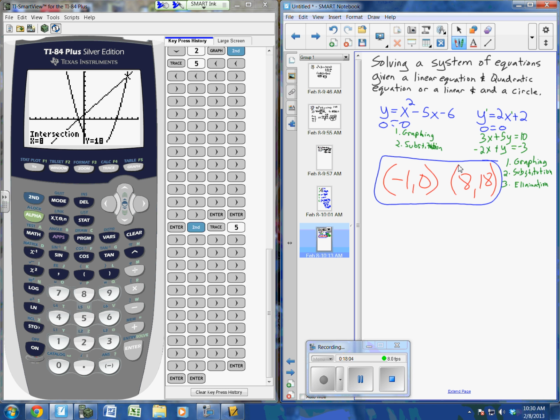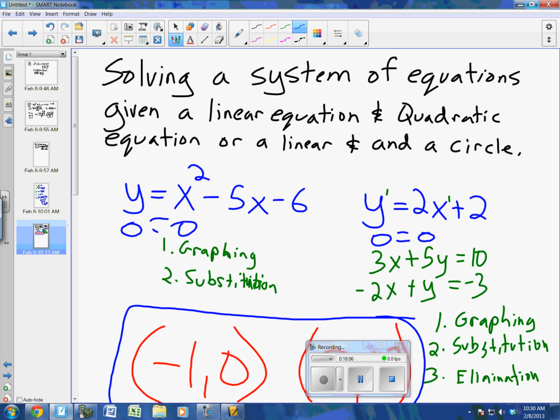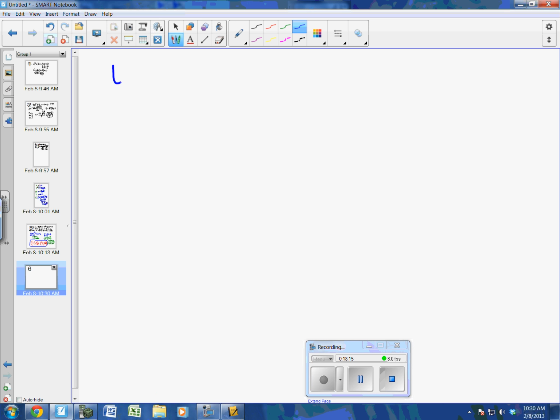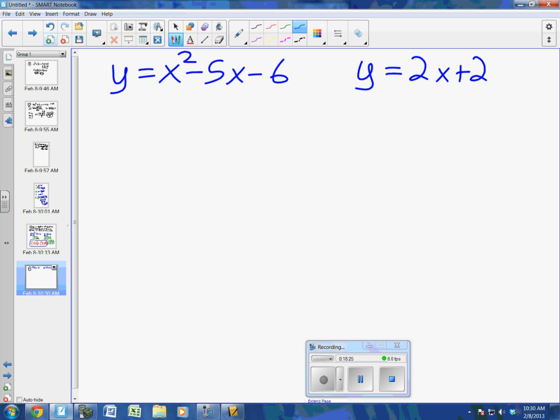doing this by substitution. Okay, now, look, you guys. What we're going to do now is I'm going to teach you guys how to do it by substitution. So I need you to tell me what those 2 equations are. Y equals x squared minus 5x minus 6. What's the other one? Y equals 2x plus 2. Okay, everybody got those?